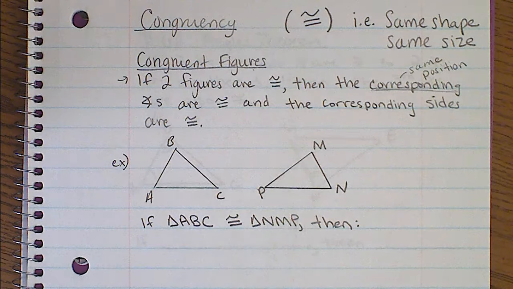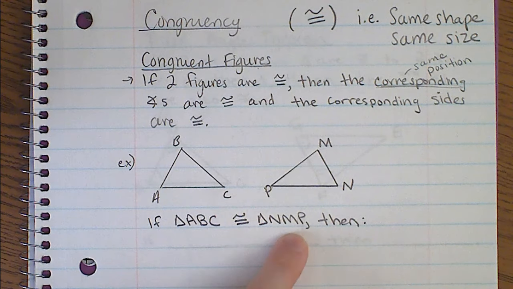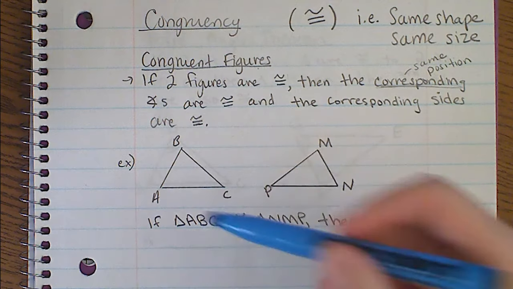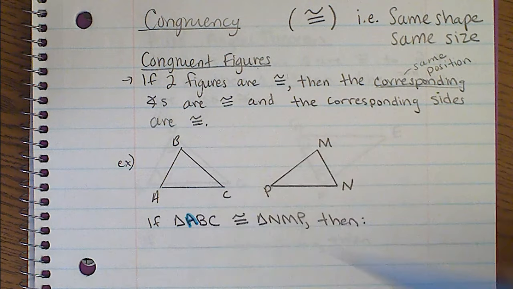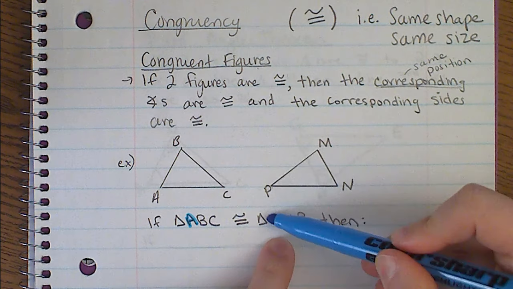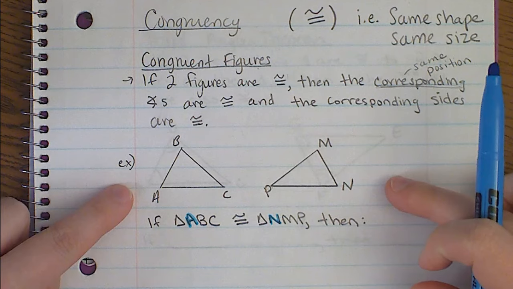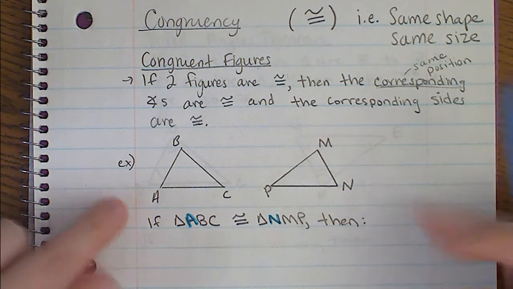So for example, I'm going to grab my highlighters here, and this congruency statement is telling me that if triangle ABC is congruent to triangle NMP, then we can figure out the individual parts that are the same. So for example, A is first in this congruency statement, N is first for this triangle. So I know that A and N are congruent. But sometimes when you look at your picture, it may not seem like they're in the same position.